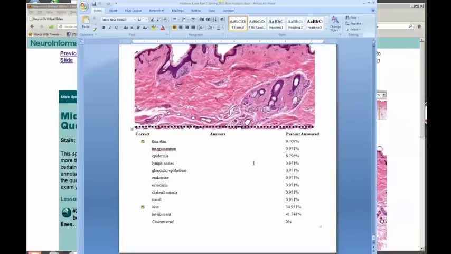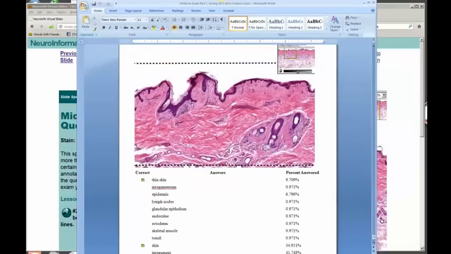And then here we have skin. And we did accept thin skin, but nothing else. Not integument. That is not the integument. We asked for the skin. Okay, so that includes this. I hope that was helpful.